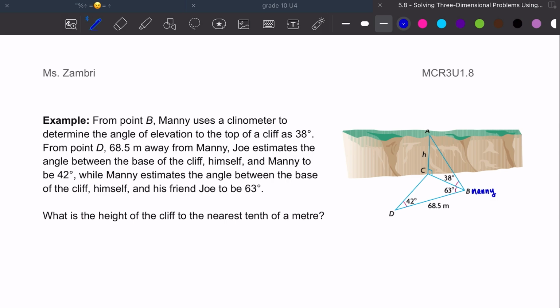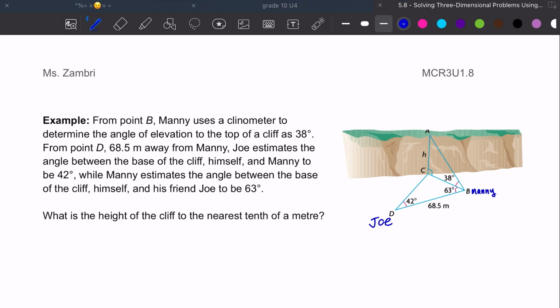From point D, 68.5 meters away from Manny, Joe, so this is Joe over here, if you want to label it, Joe estimates the angle between the base of the cliff, himself and Manny to be 42 degrees, while Manny estimates that the angle between the base of the cliff, himself and Joe is 63. And it says, what is the height of this cliff?